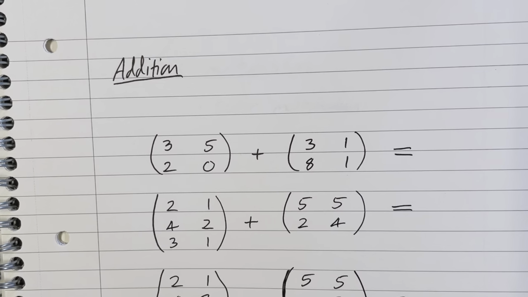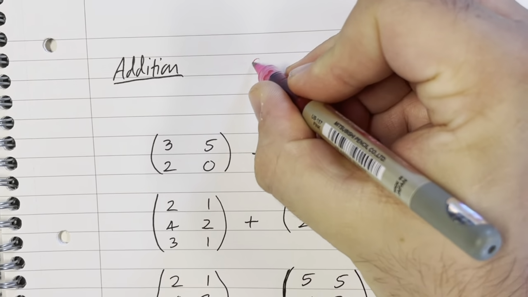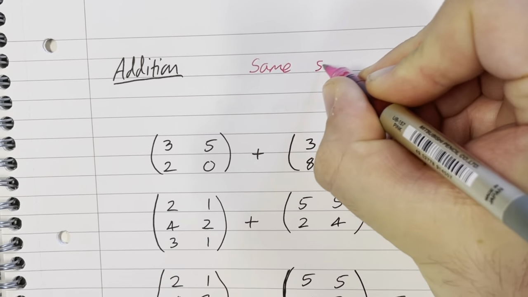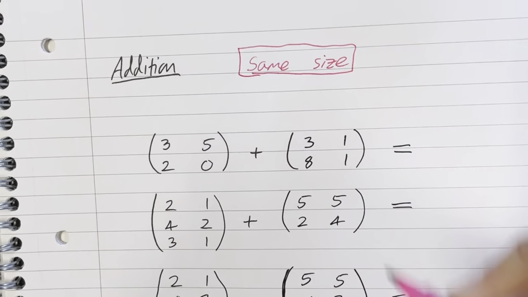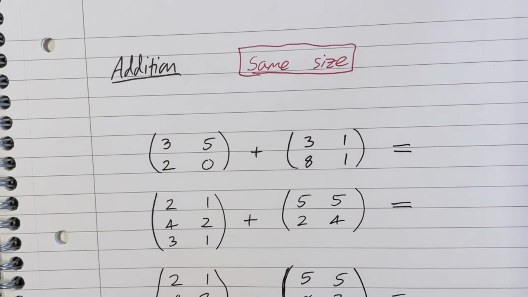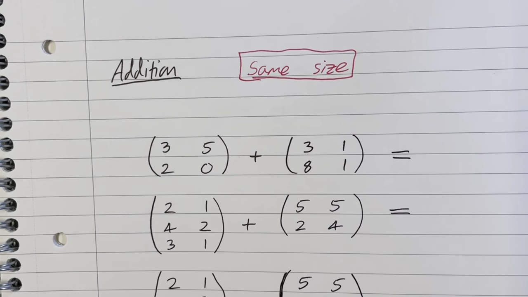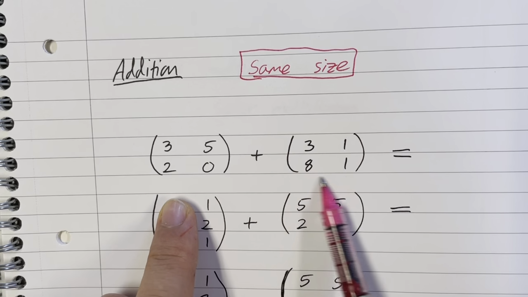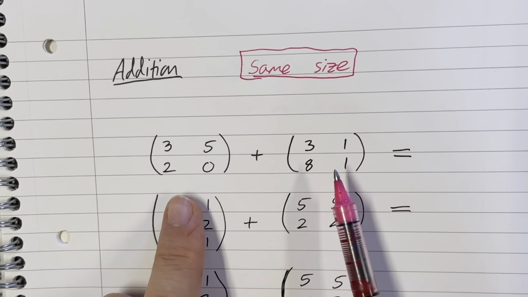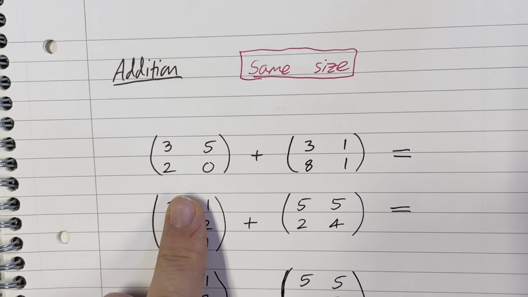But for two matrices to be added together, they must be of the same size. If they're not of the same size, you can't add them together. It's quite simple. So, for example, we have a 2 by 2 matrix here, and we have a 2 by 2 matrix here. Both of those are the same size, so we can add them together.